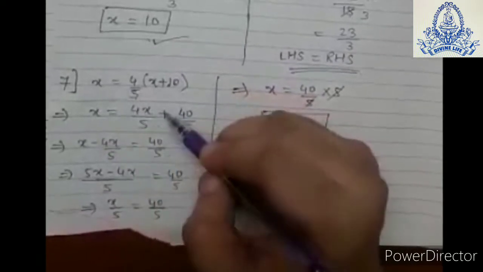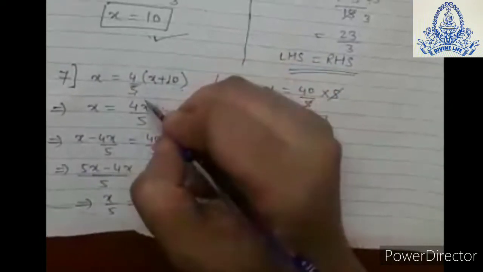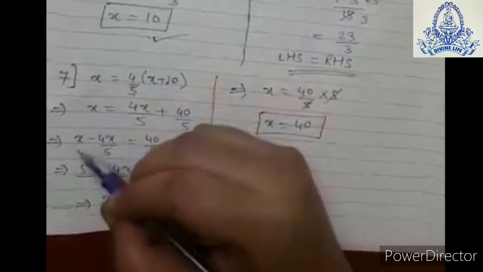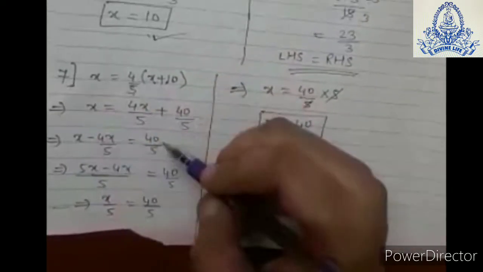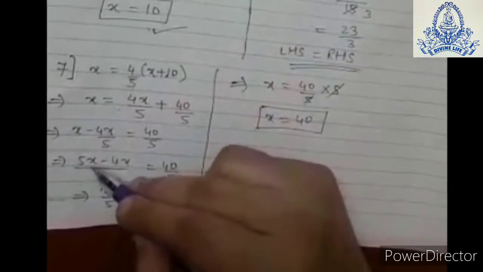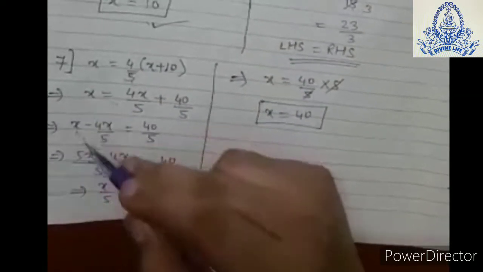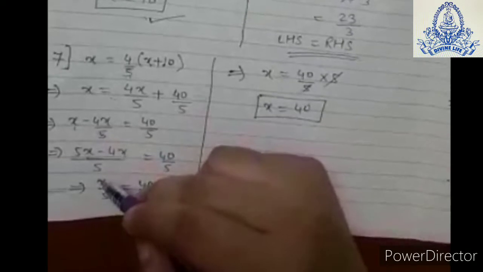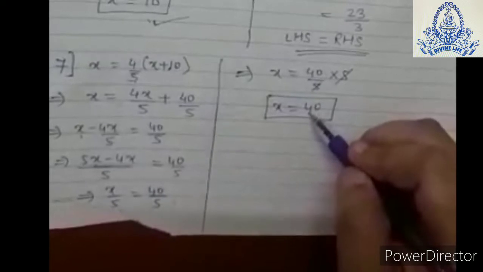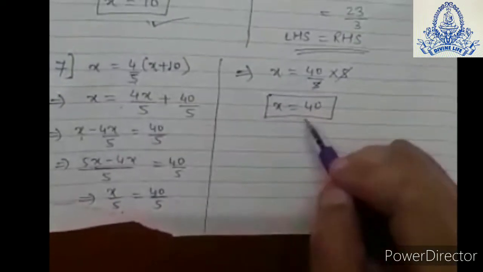So this is x term, this is x term. So bring this x term here. So x minus 4x upon 5 is equal to 40 upon 5. So 5x minus 4x. This 5 will be multiplied to this x, will become 5x minus 4x upon 5 is equal to 40 upon 5. So 5x minus 4x is x upon 5, 40 upon 5. So x is 40. You can check the value by putting x in this equation.